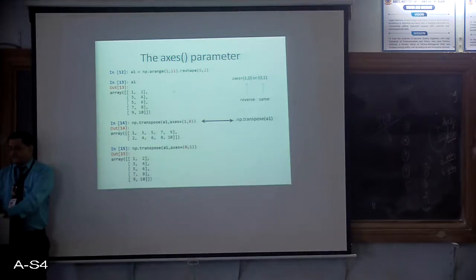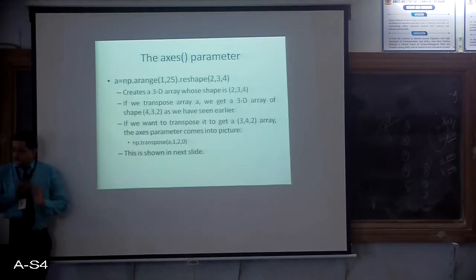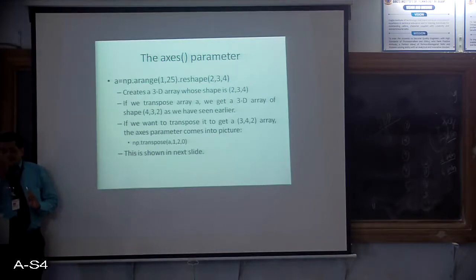So if you don't specify the axis parameter, it is as good as saying axis equal to 1, 0. This is the default if you don't specify the axis parameter for the transpose function. Whereas if you do specify the axis parameter, then if you specify 1, 0, it performs the reverse, that is, it actually gives you the transpose. If you specify 0, 1, it gives you the same array back. Well, let us look at the axis parameter for a 3-dimensional array.